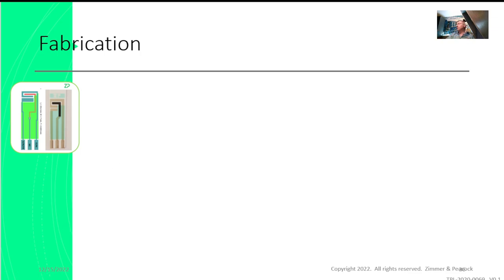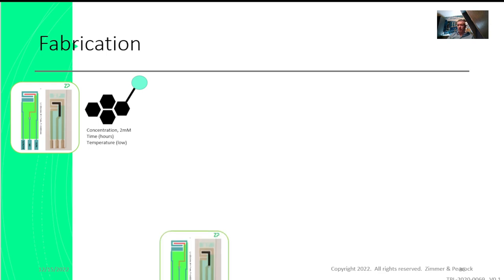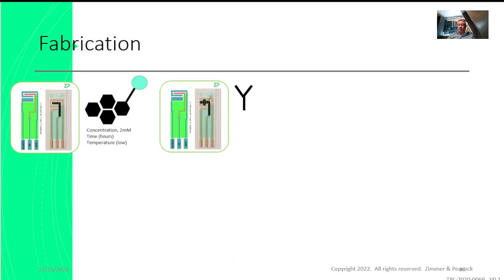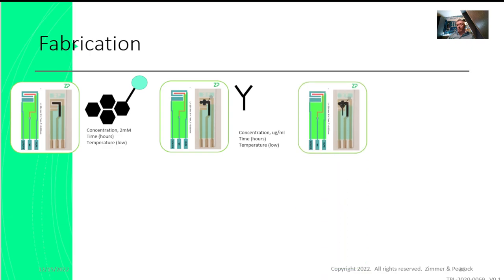But once you've got something that's working, how do you optimize it to make it the best it can be? For example, if we were fabricating an immunosensor, we would put a coupling agent on there, and there might be three parameters that we play with: concentration, time, and temperature. After that, we might put the antibody on there, with the same three parameters: concentration, time, and temperature. Then we might put a blocking agent down to stop what's called non-specific binding, and there we might again play with concentration, time, and temperature. I'm just showing you that there are generally three parameters that we're playing with.